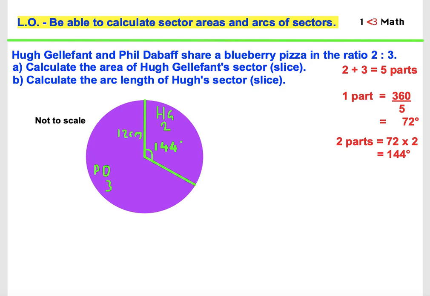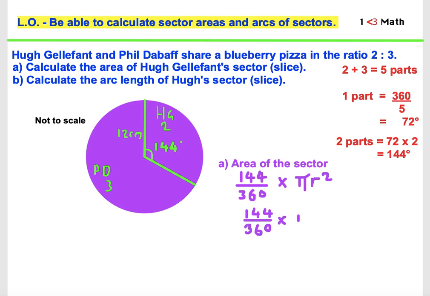So we'll move ahead with the area of the sector, and it's going to be 144 out of 360. That's the fraction of the circle that Huge Elephant is going to have, the fraction of the pizza that he's going to have, because obviously the angle at a point at the center of a circle would be 360 degrees. He's having 144 of them, so we need to multiply that by pi r squared. So our next line of working out is going to be 144 over 360 times pi times 12 squared, because the radius is 12.